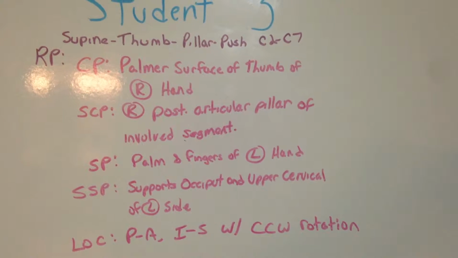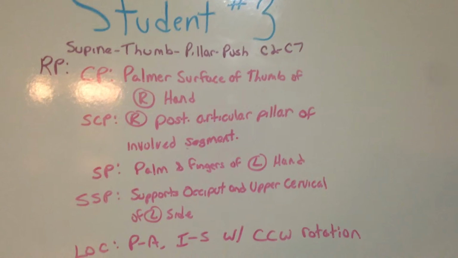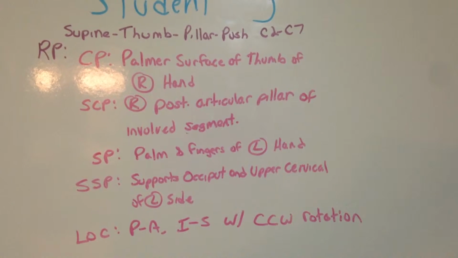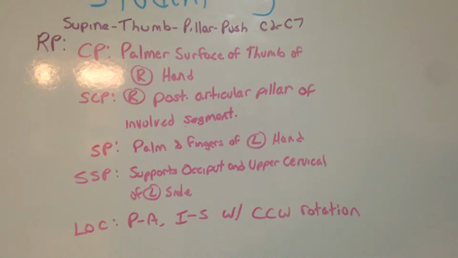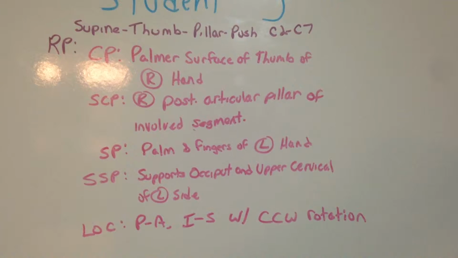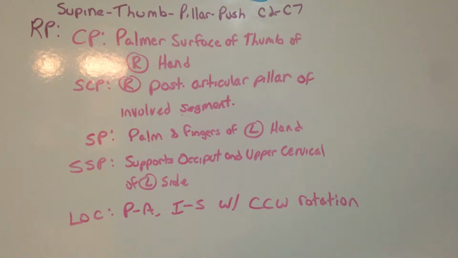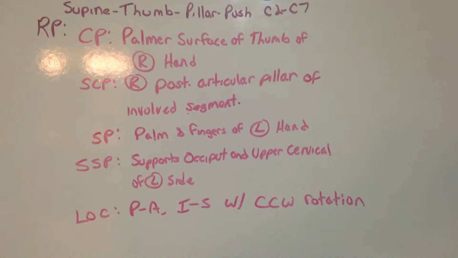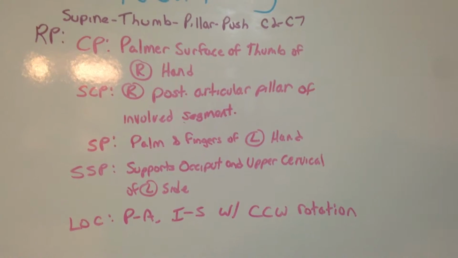Supine thumb pillar push for C2 to C7. This is a right posterior. Contact point is the palmar surface of the thumb of the right hand. Segmental contact point is the right posterior articular pillar of the involved segment. Stabilization point is the palm and fingers of the left hand. Segmental stabilization point supports the occiput and upper cervical of the left side. Line of correction is P to A, I to S with a counterclockwise rotation.